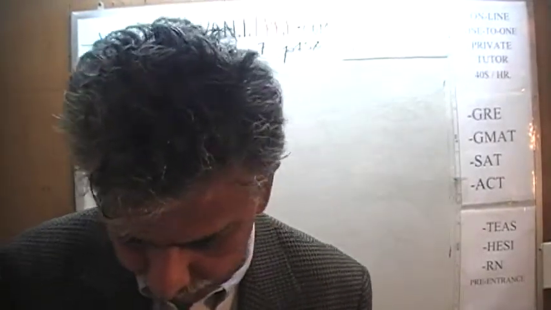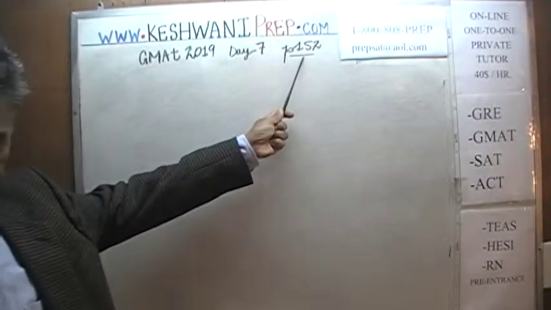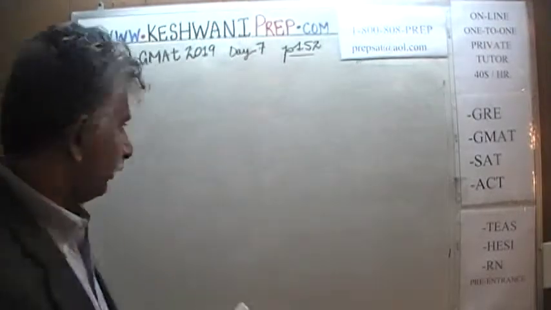Today is our lesson number 7. Day 7, and we are on page number 152. Make sure the book is in front of you. Let's turn to page 152, the very first problem that you see on the page, number 41. Read it to yourself so you know exactly what's going on.